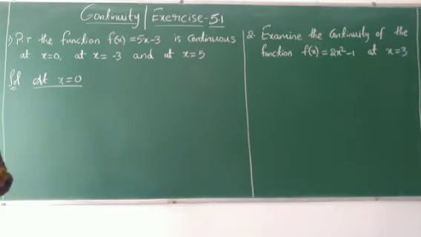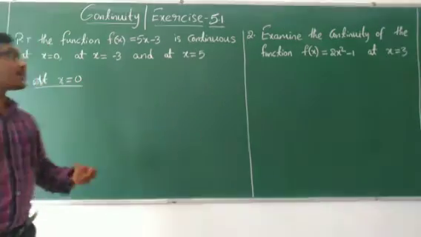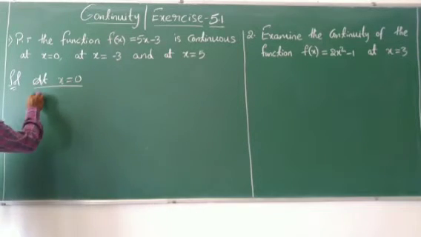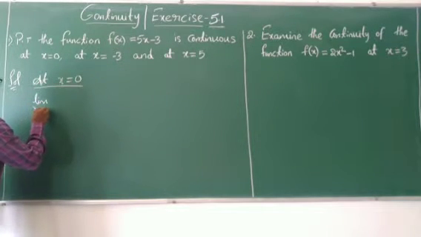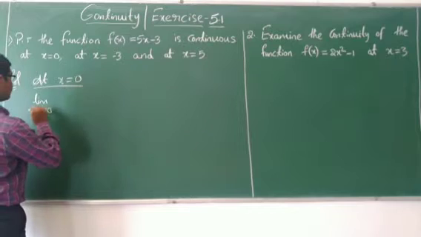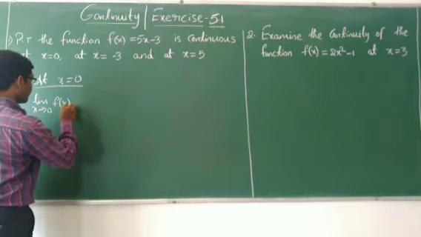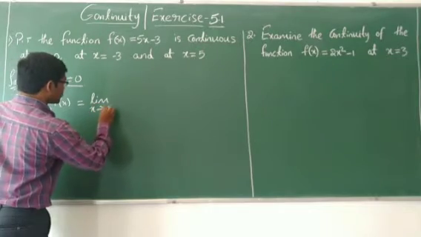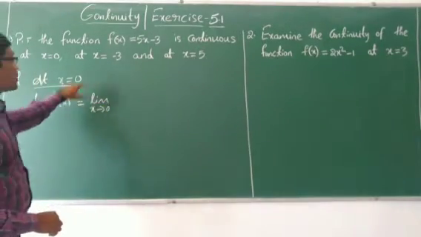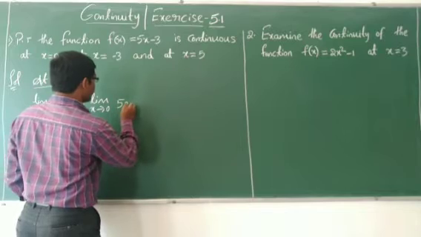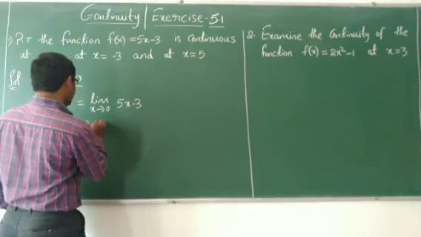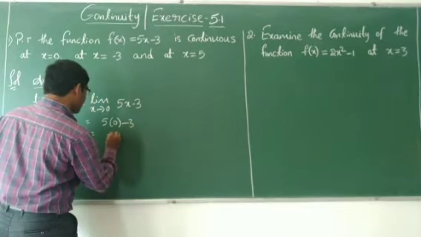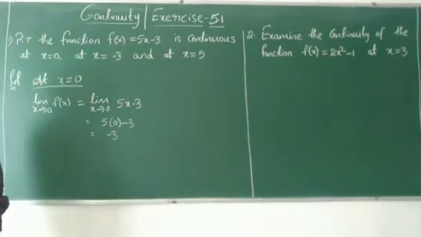First what we need to do is find the limit of the given function at x equal to 0. So limit x tends to 0 f of x equal to limit x approaches to 0. What is the function here? 5x minus 3, which is equal to 5 into 0 minus 3, which is equal to minus 3.